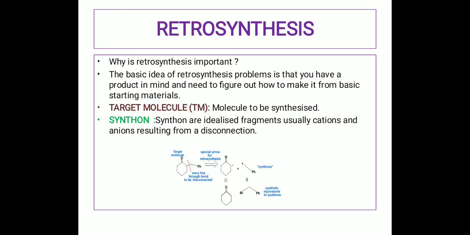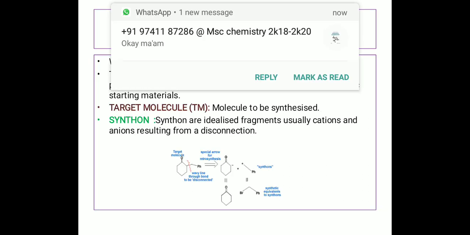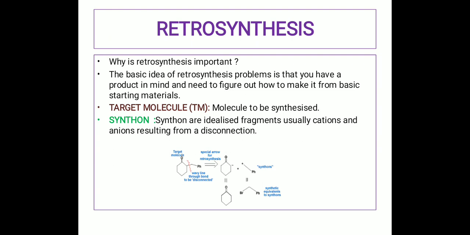Now coming back to that example. The synthetic equivalents for the cyclohexanone anion and benzyl cation will be cyclohexanone and benzyl bromide respectively. See, the negative charge on the cyclohexanone has to be neutralized by a suitable group or substituent such that the negative charge is removed. For this, the nucleophile abstracts a proton, hence we get cyclohexanone, and cyclohexanone is a suitable reagent which can be used as starting material.